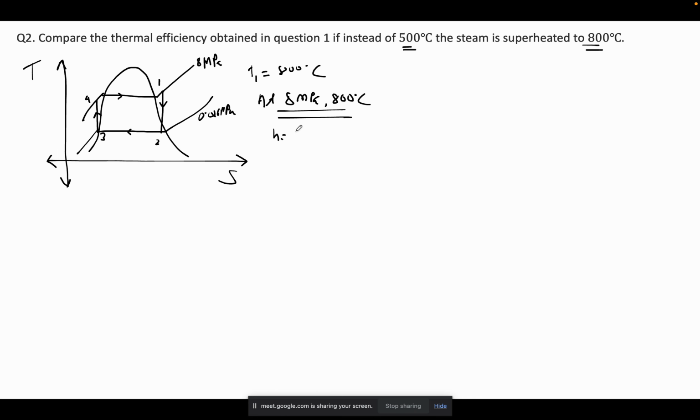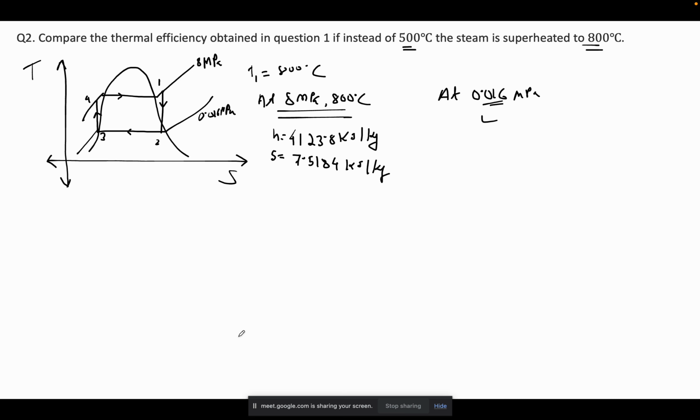My H value is 4123.8 kilojoule per kg and my S value is 7.5184 kilojoule per kg Kelvin, isn't it? And I already know the values at 0.016 megapascal, so I will not check it because I already have the slides and I will not waste my time. Okay, is it clear? Because we have to now look at 8 megapascal and 800 degrees Celsius.